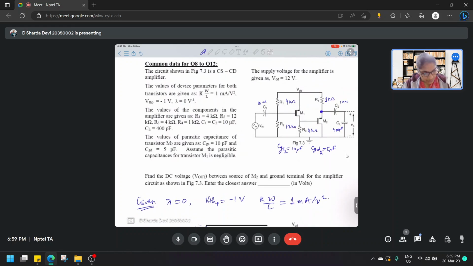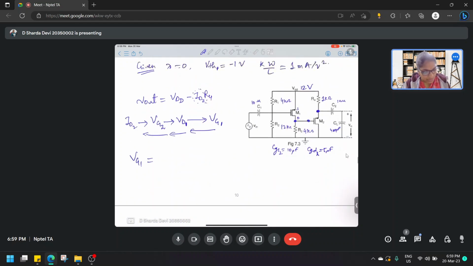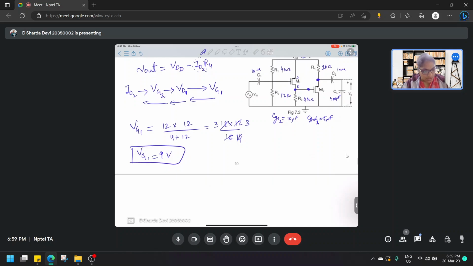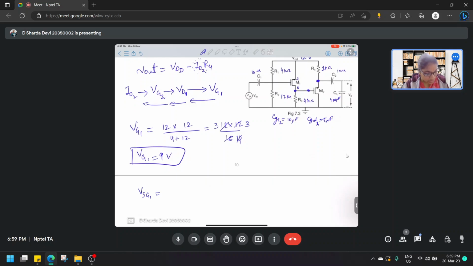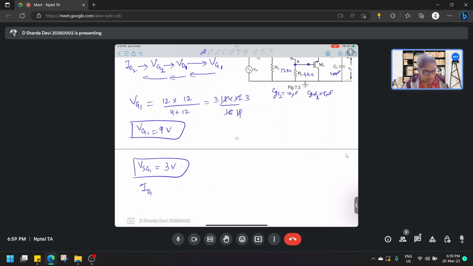Okay, VDD is 12 volts. So VD is 12 volts. So 12 into 12 by 4 plus 12, it is 16. So 12 into 12 by 16, 3, 4, 3. So VG1 is actually 9 volts. Now VG1 we have found out. So VSG1 is how much? 3 volts, right?